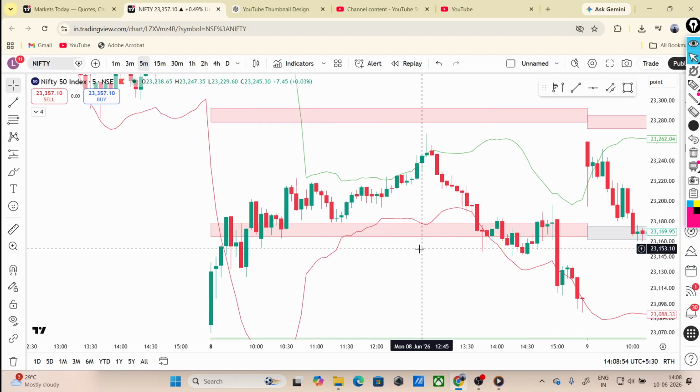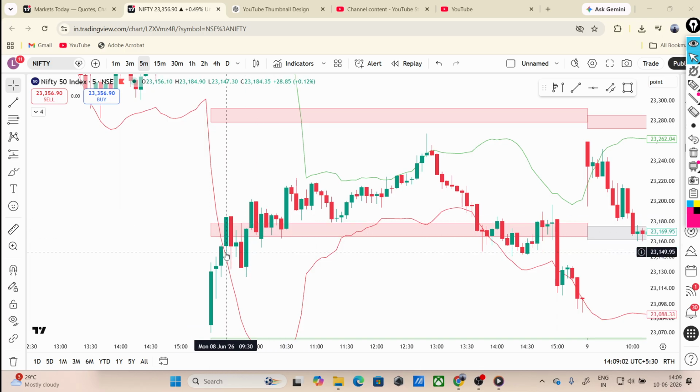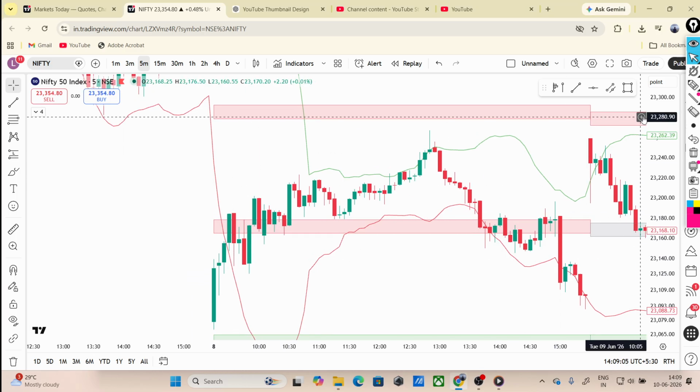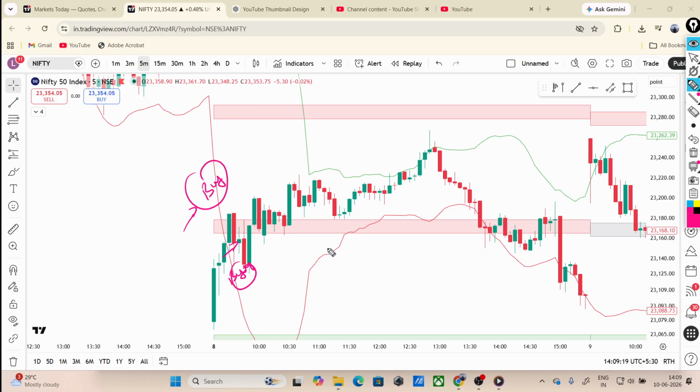See here. Here the Bollinger Band lower band is there. Bollinger Band lower band means only buy side. There is no sell side. Here only buying, no selling. See here, one time, two time.